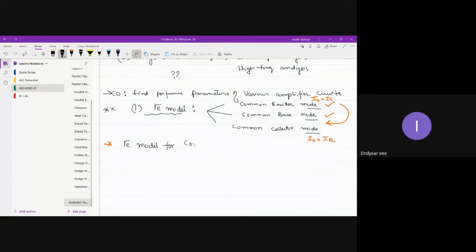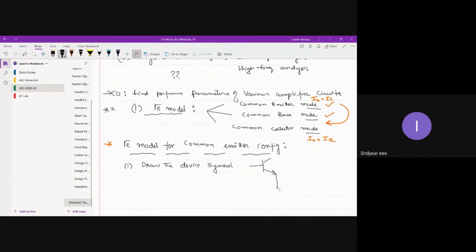You can write the subheading as re model for common emitter configuration. You don't have to break your head too much. Let me teach you in a very simple way. So step 1, what you have to do is draw the device symbol. Step 1 is to draw the device symbol for common emitter configuration.